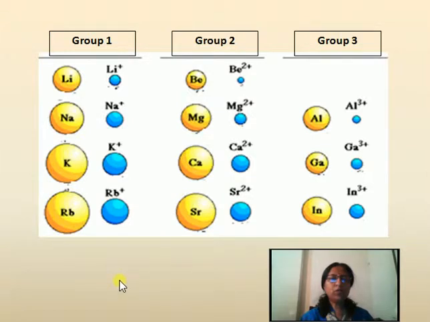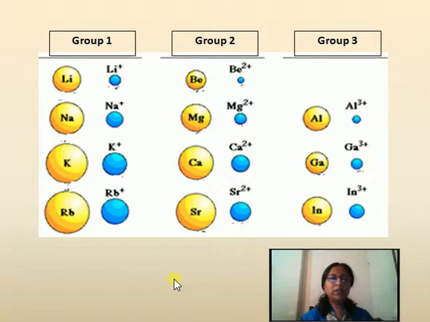I have shown you here pictorially how the values are gradually increasing as we are moving from top to bottom in a group. You see, these are the atomic radii values, and you know very well the reason why the atomic radii value increases as we go from top to bottom. The same reason is true in the case of ionic radii as well. This is group 1, then in group 2, beryllium 2+, magnesium 2+, calcium 2+, strontium 2+, the same trend, and in group 13 also, aluminium 3+, gallium 3+, and indium 3+, the same trend can be seen.